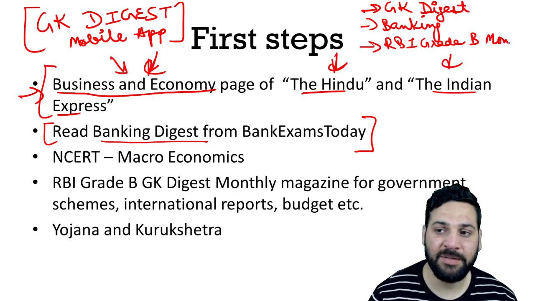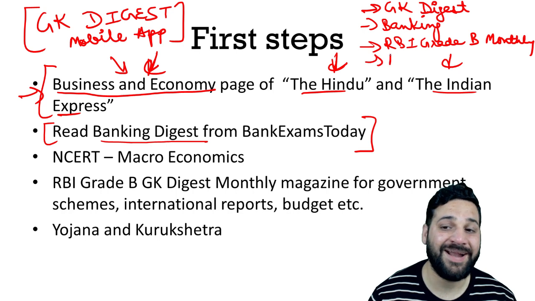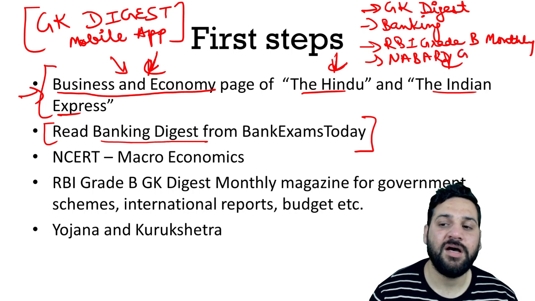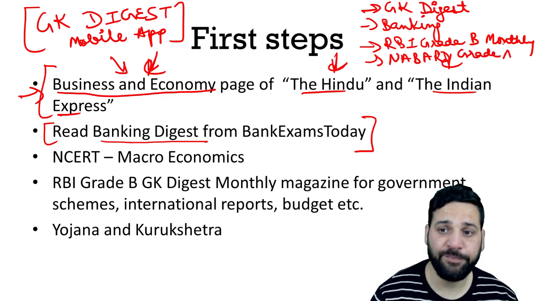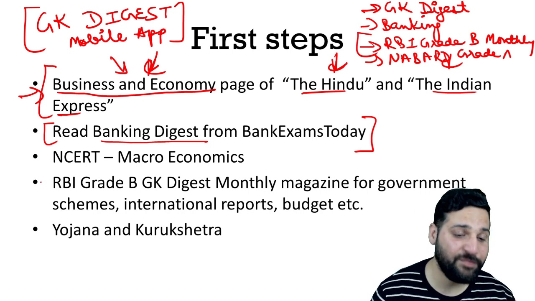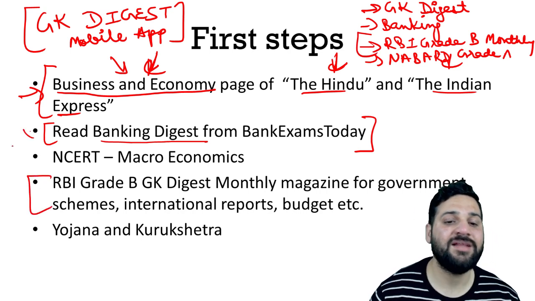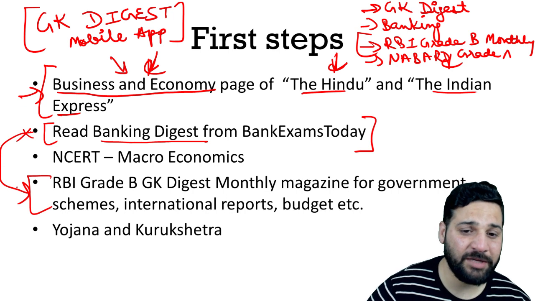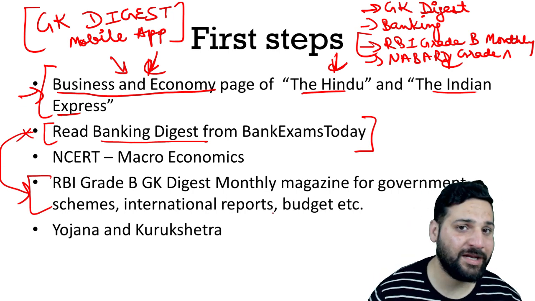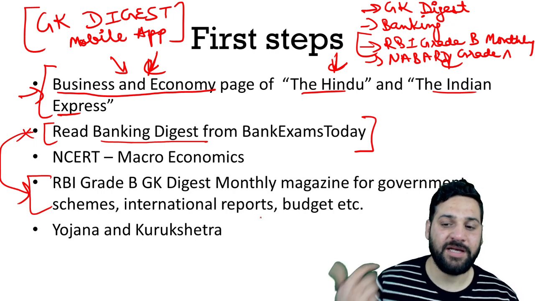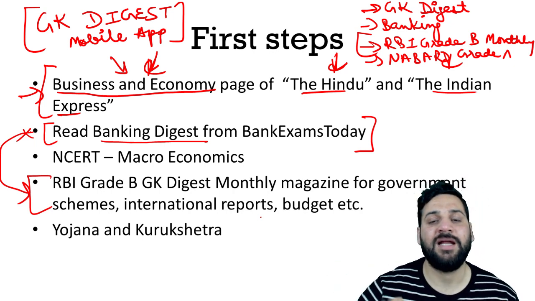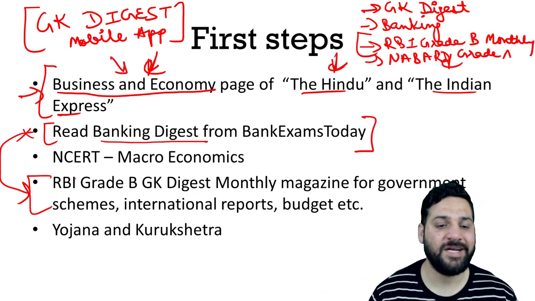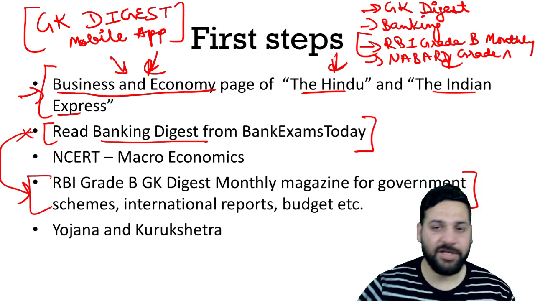So there is the RBI Grade B monthly GK digest, and then we do one for the NABARD Grade A exam. What I am recommending out of these is that you follow, if possible, the RBI Grade B monthly digest. If you can follow it, then there is no need to follow the banking digest, because the banking digest is anyway part of the RBI Grade B monthly digest. In this digest, we analyze monthly banking awareness, monthly current affairs, government schemes, international reports, the interim budget, and the economic survey. Everything is in the monthly RBI Grade B GK digest. All the links are available in the description.